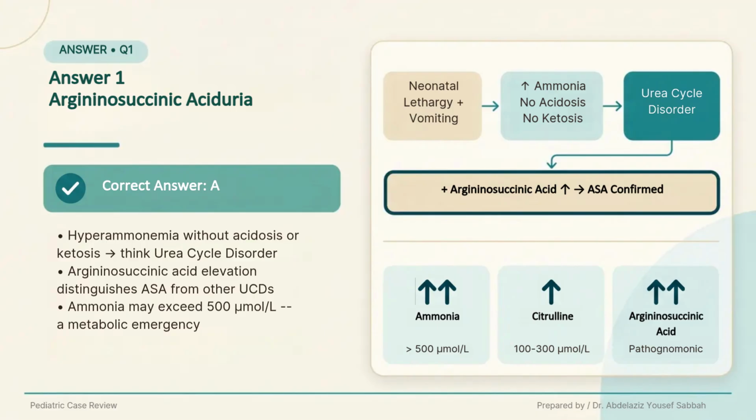The key to this case is hyperammonemia occurring without metabolic acidosis and without ketosis. This combination strongly points to a urea cycle disorder rather than an organic acidemia, which typically causes acidosis and ketosis. Within the urea cycle disorders, an elevated argininosuccinic acid level is the distinguishing feature that confirms argininosuccinic aciduria, because this metabolite accumulates only in this specific condition. In a true crisis, ammonia may exceed 500 micromoles per liter, which represents a metabolic emergency requiring immediate intervention.